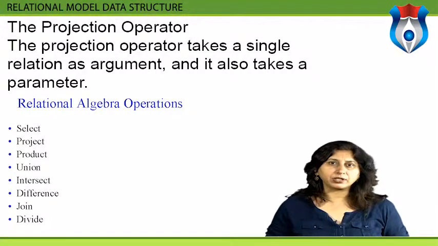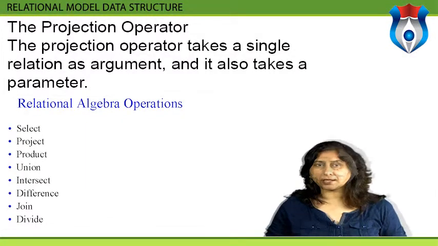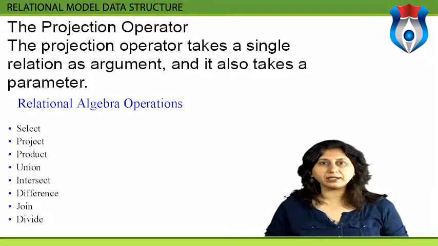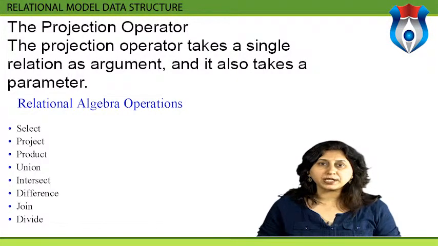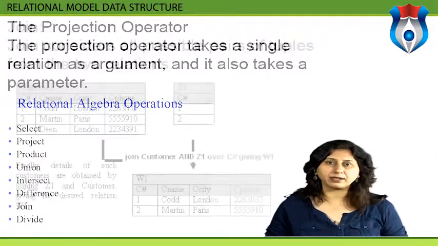Like selection, the projection operator takes a single relation as argument, and it also takes a parameter, which is a list of attributes chosen from the scheme of the relation that is the argument.